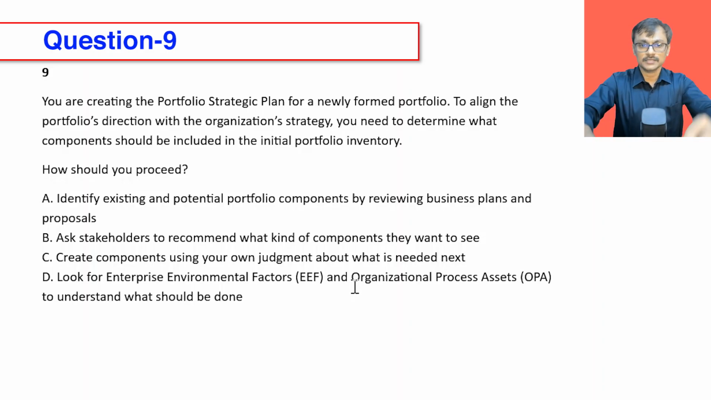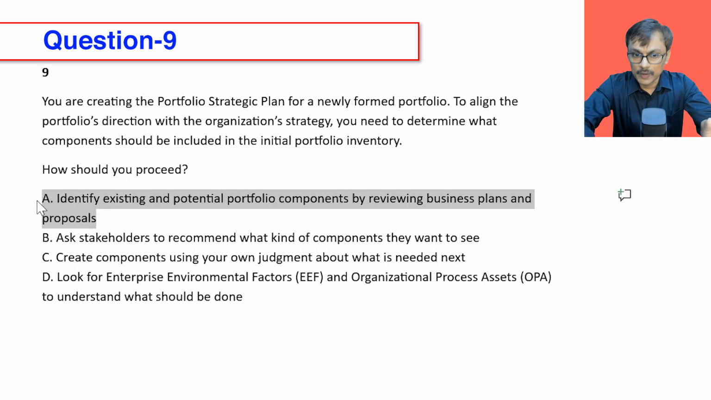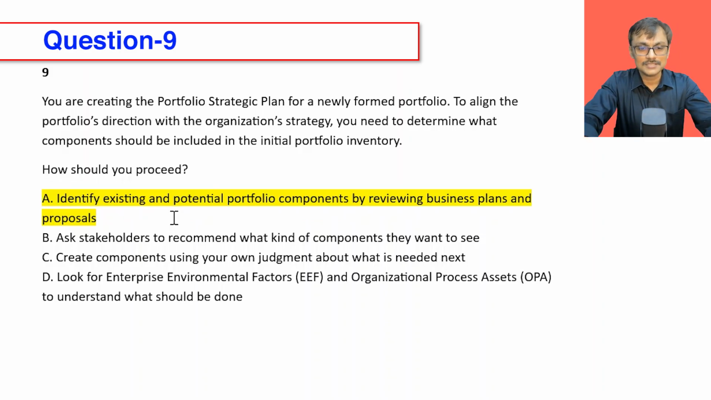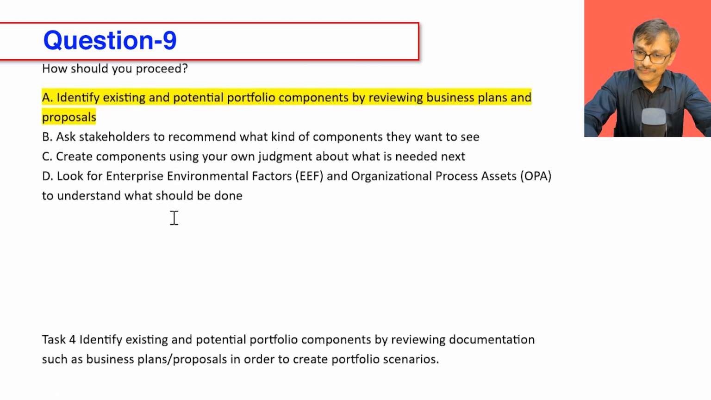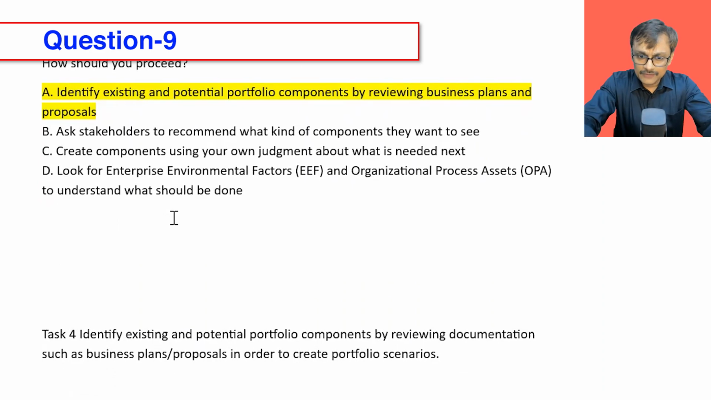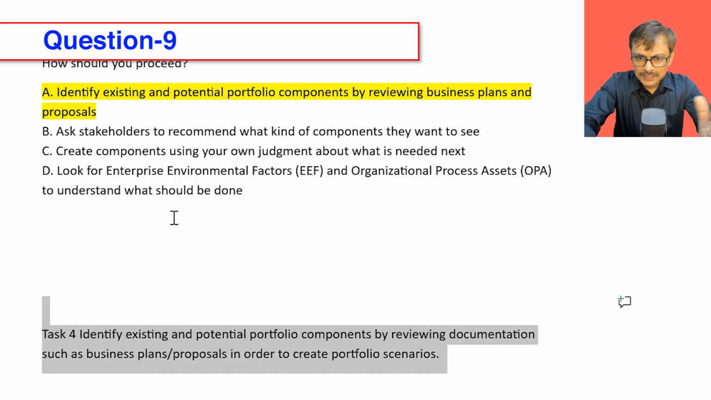In order to do that, if I have this situation, I try to match the language of the ECO. I need to follow what is written in the ECO so that it becomes straightforward. So yes, I need to identify potential components by reviewing the business plans and proposals, because that is there in task 4 in your strategic alignment domain: identify existing and potential portfolio components by reviewing business documentation such as business plans and proposals in order to create portfolio scenarios. So I need to use this statement.